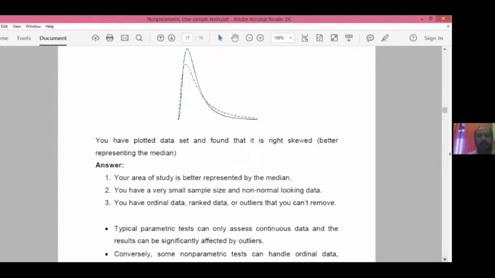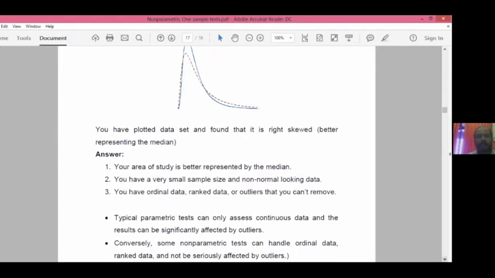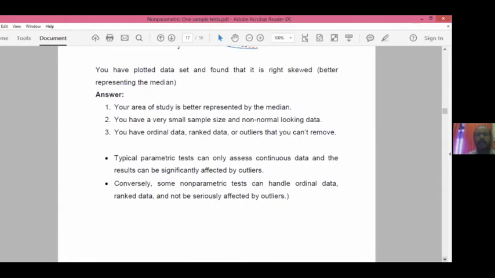For that situation we recommend using non-parametric tests. Also when you have ordinal data, rank data, and outliers that you cannot remove. That is an important point. Typically, parametric tests can only assess continuous data, and the results can be significantly affected by outliers. Conversely, some non-parametric tests can handle ordinal data and rank data, and are not seriously affected by outliers. So that is the basic difference between the use of these methods.